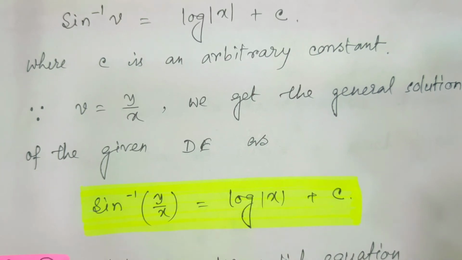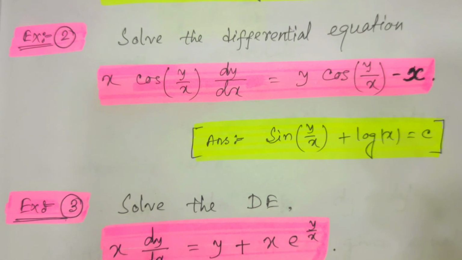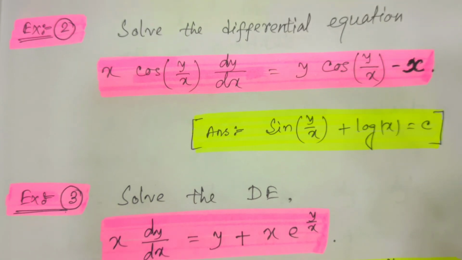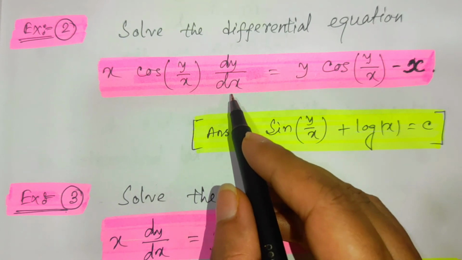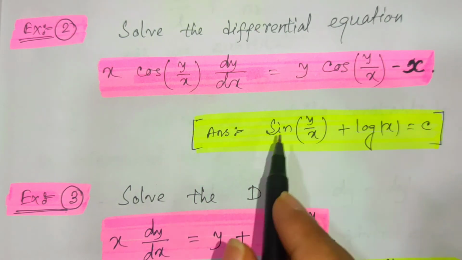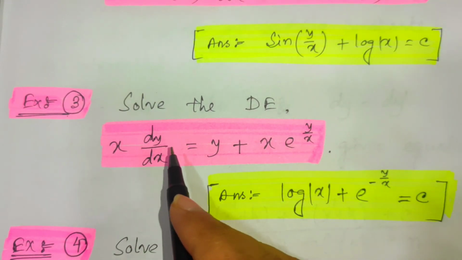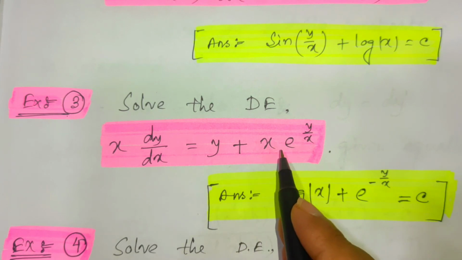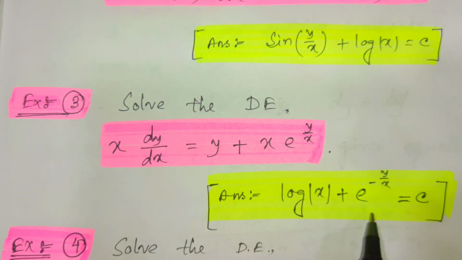I hope you understand the method. Now here are a few questions for your reference. Solve them by yourself and ensure that you understand the method quite well. The first question for you is x cos y by x into dy by dx is equal to y cos y by x minus x. Here is its solution. One more question for you is x dy by dx is equal to y plus x e to the power y by x. Solve this one, and here is the solution for you.